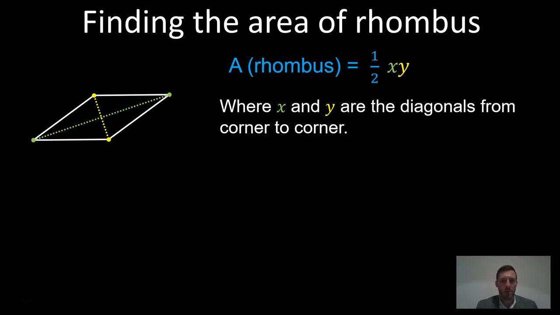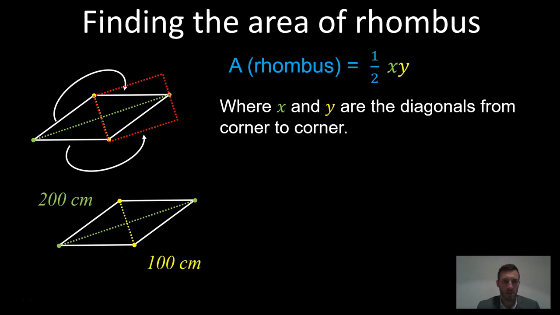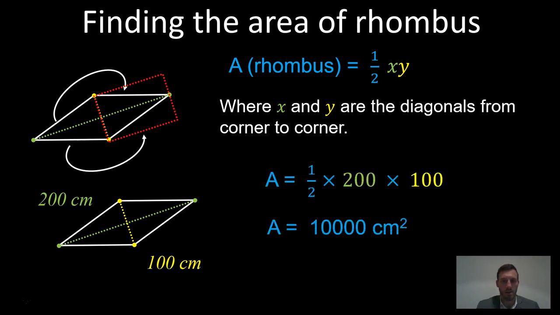Again, using only what we know about rectangles and triangles, we might be able to cut up this rhombus and stick it back together to form what looks like a rectangle. If we didn't halve x times y, we would end up with double the area of the rhombus because we were multiplying by x, which is double the length of the rectangle when it's rearranged. Let's look at an example. So we have a rhombus with diagonals 200 centimeters and 100 centimeters. We rewrite the formula with our values and we calculate the area. In this case, it's 10,000 centimeters squared.